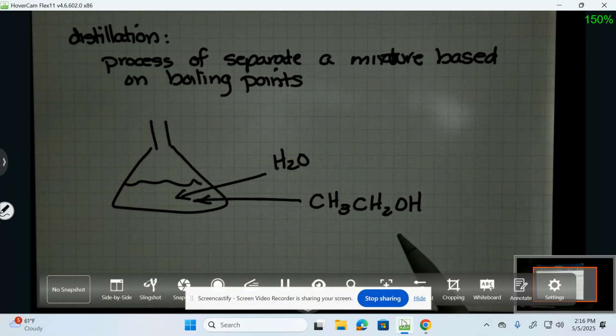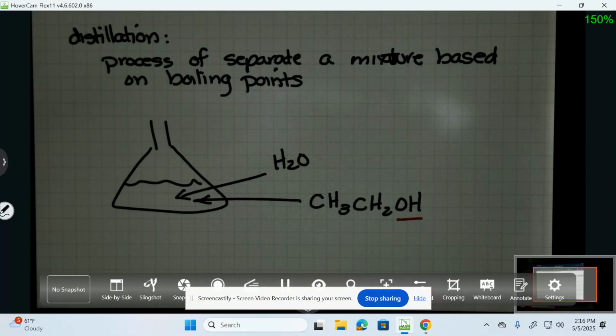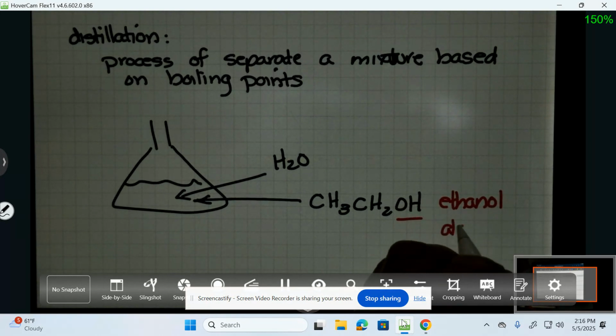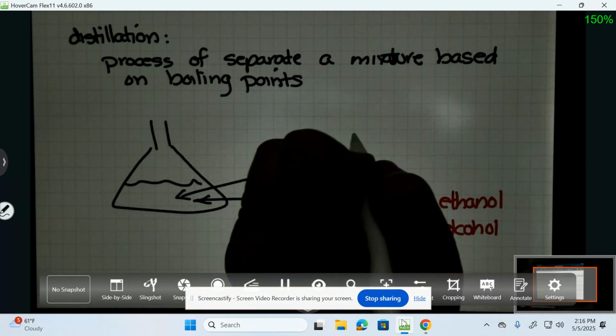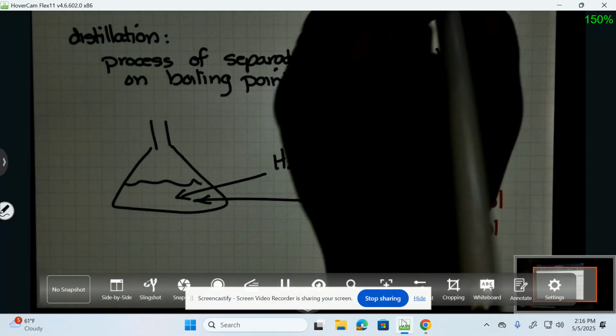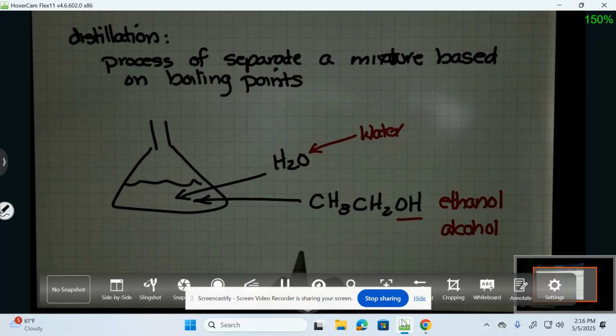My people should know. I don't know if you guys got to this yet in Mr. McGregor's class. It has an OH at the end. It is ethanol, good, which is an alcohol. Yeah, this is alcohol. All right, and this is water. Oops, I'm writing. Let's do water. Ooh, water. All right, what temperature does water evaporate?